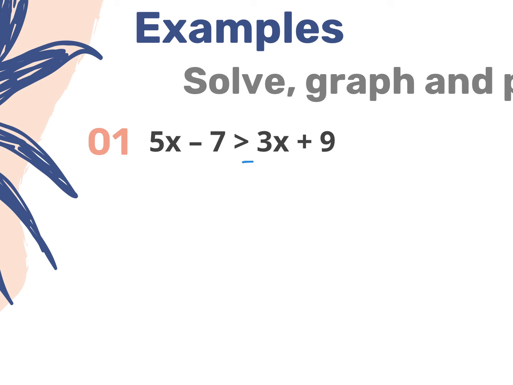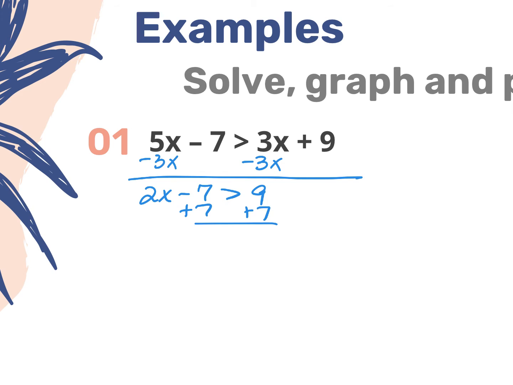So I need to get my letters on one side and my numbers on the other. So I'm going to subtract 3x. Doesn't matter which way you move them. 2x minus 7 greater than 9. Move the 7 to the other side. 2x is greater than 16. Divide by 2. And x is greater than 8.